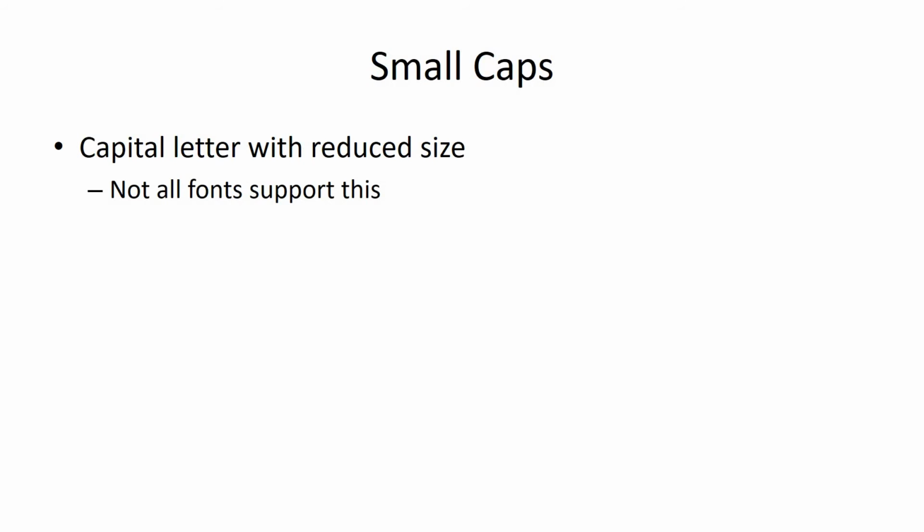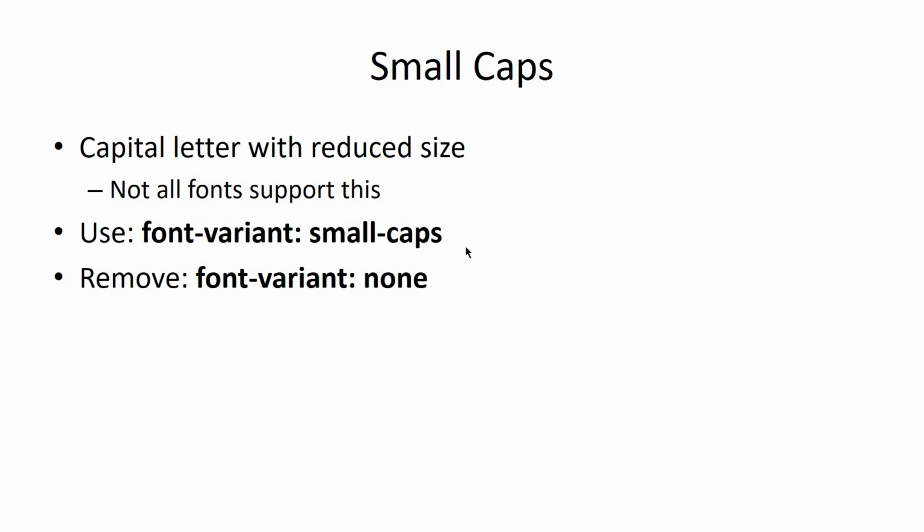Another CSS formatting is using small caps. That means capital letters, but usually smaller than their usual size. Not all fonts support this, and you will find out. If you apply it and it doesn't make any difference, that means the font doesn't support it. To do this, the property is called font variant and the value is called small caps. And to remove it, change the value to none.